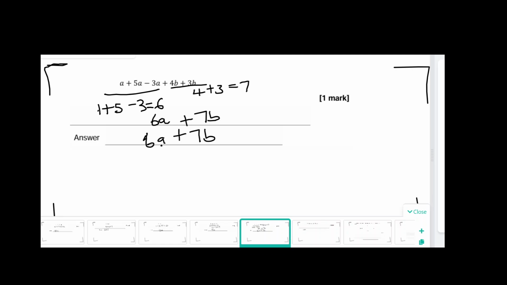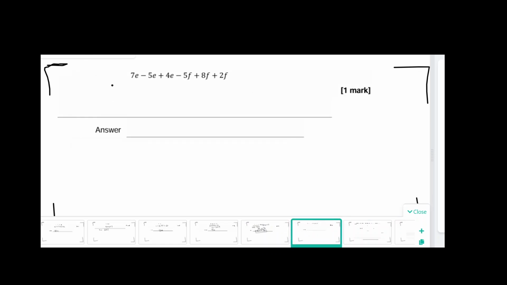Now, because a and b are not like terms, we can't bring the numbers together to make 13a or 13ab. That will be wrong. The terms have to be like for you to be able to bring them together. So you leave your answer as this: 6a plus 7b. Okay. On to the next one.